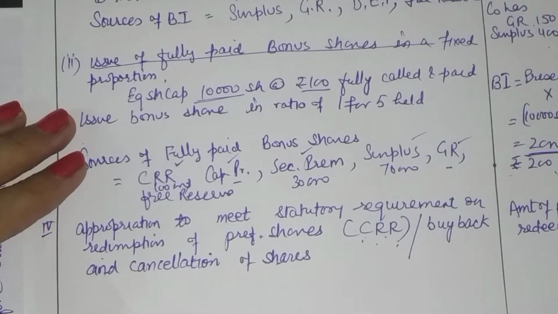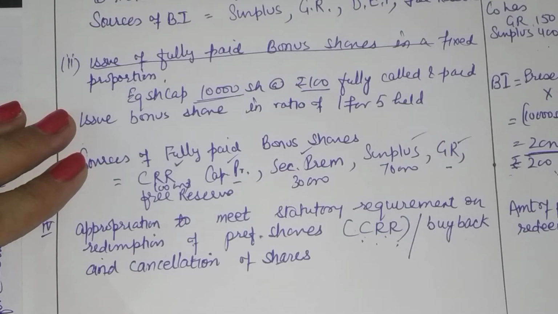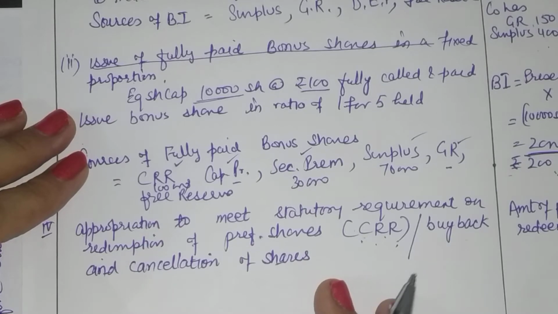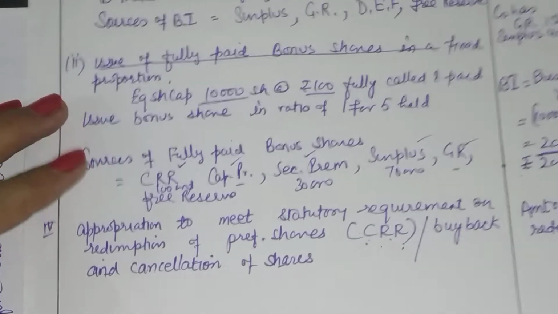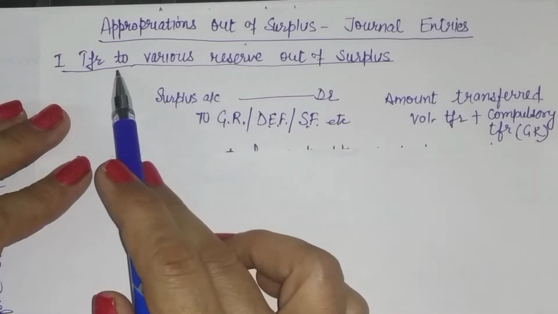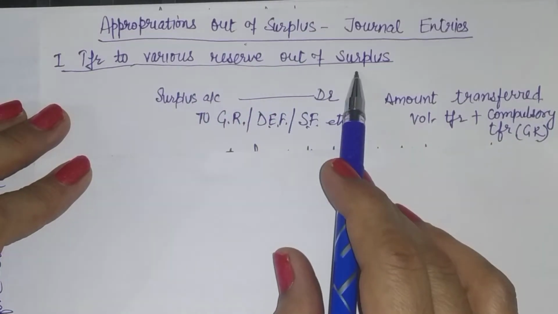Now if we are to pass journal entries, then what will be the entries? Okay, now in all these four adjustments, the adjustment relating to dividend is a bit detailed adjustment which requires calculation of the amount as well as determination of the source of payment of dividend. So we'll be taking up dividend afterwards, and right now we will pass entries for the remaining three categories. Okay, starting with transfers to various reserves out of surplus.